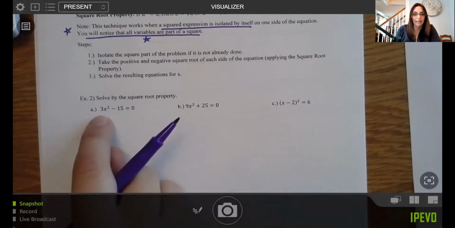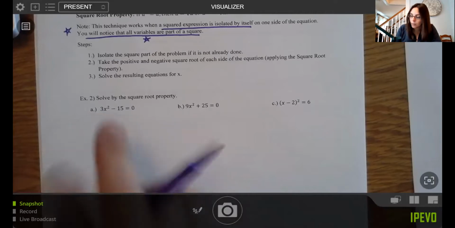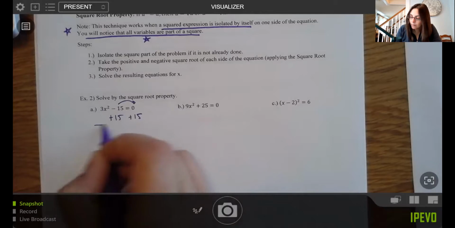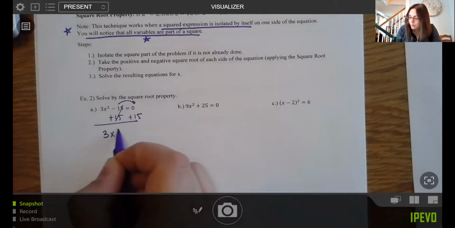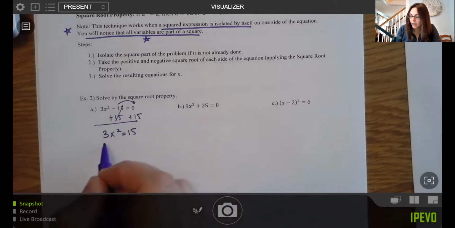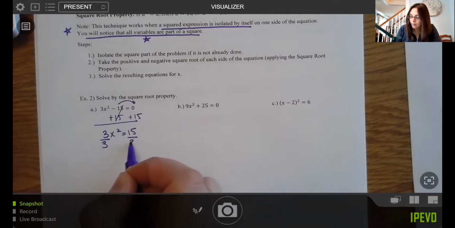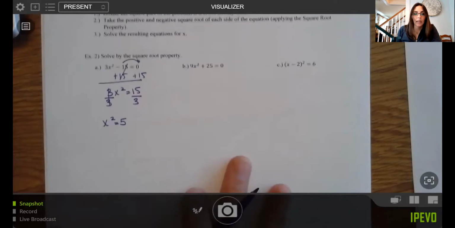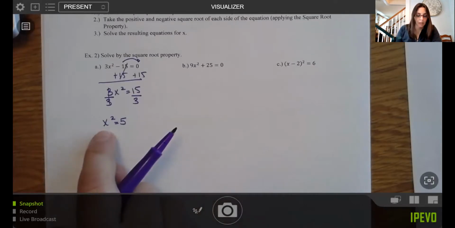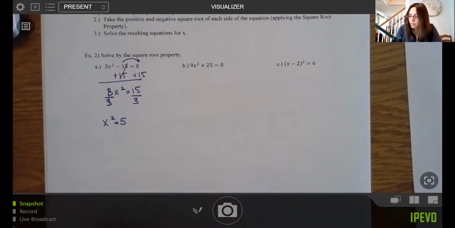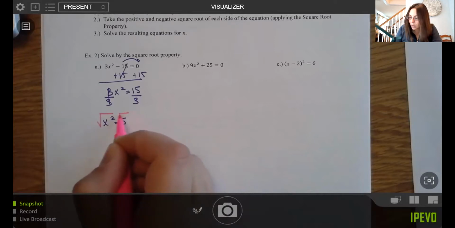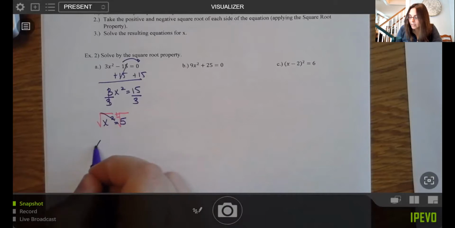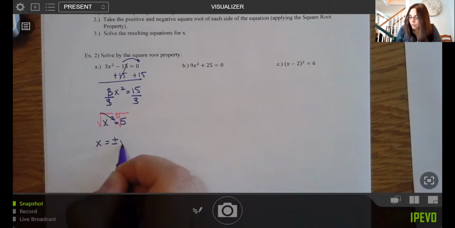So the first step is to get the square by itself. I'm going to start by moving the 15 to the other side. I'm going to divide by 3. And I have x squared equals 5. Now the square is totally by itself. So what I'm going to do is take the square root of both sides. And don't forget, it's always plus and minus. So x is equal to positive and negative square root of 5.